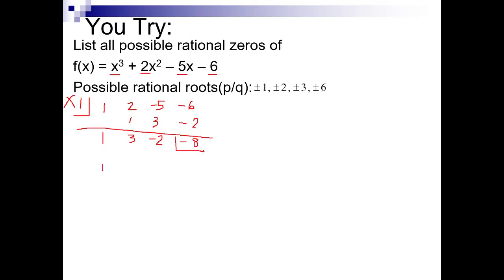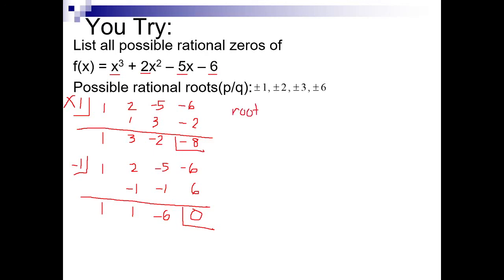So the same process: 1, 2, negative 5, negative 6. Then I'm going to use negative 1 this time. Okay, bring down 1. Multiply, negative 1. Combine 1, multiply, that's negative 1. You combine negative 6, multiply positive 6, 0. So we now have 1 root, or 0. So our roots, let's write this down. Roots or zeros.